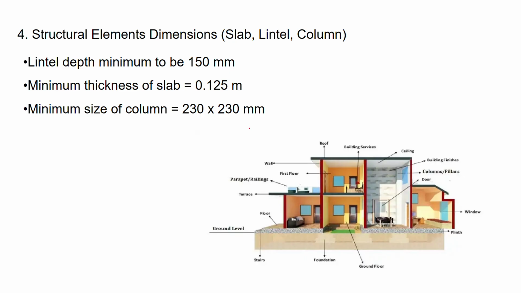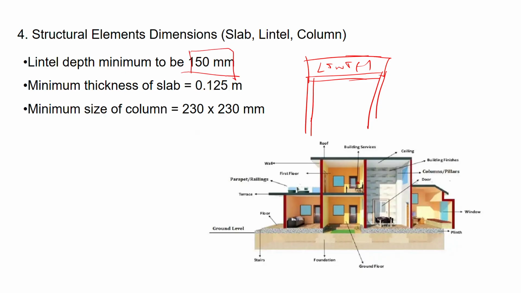Okay. Next, structural element dimensions. Lintel depth minimum should be 150 mm. Lintel is used for the door area. Imagine this to be a door, and to the top we are using the lintel. The minimum starting should be 150 mm.